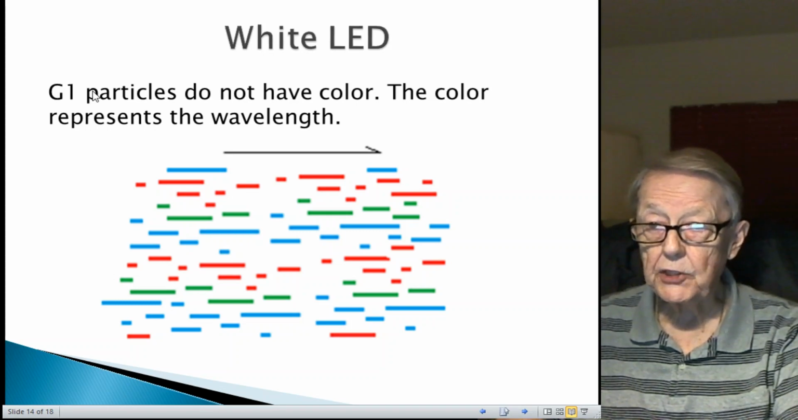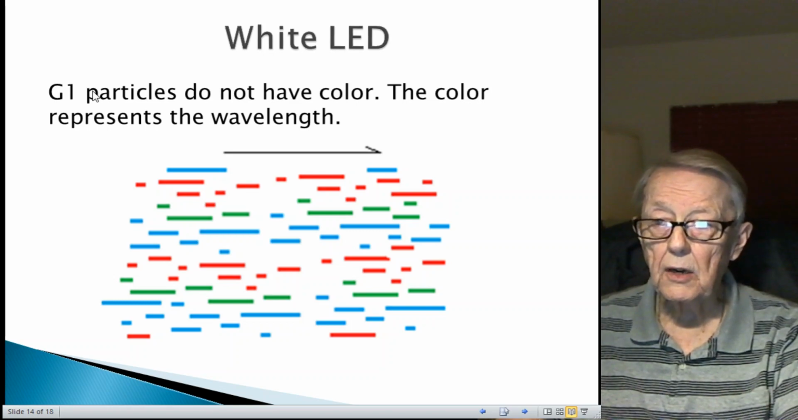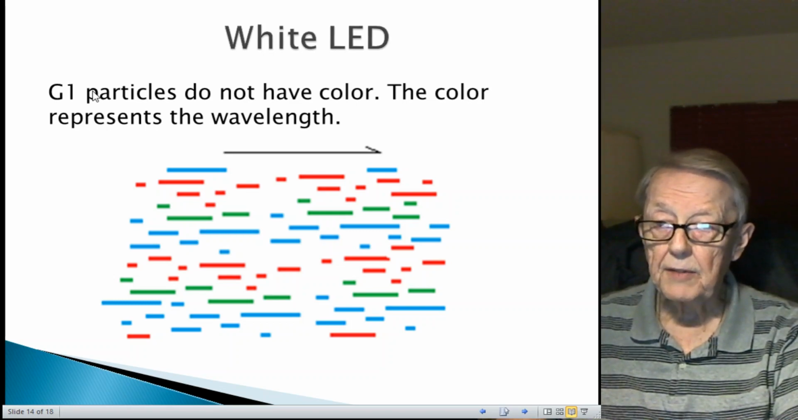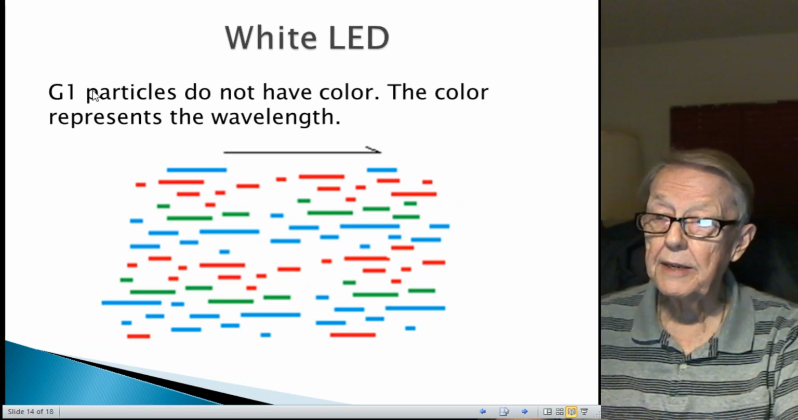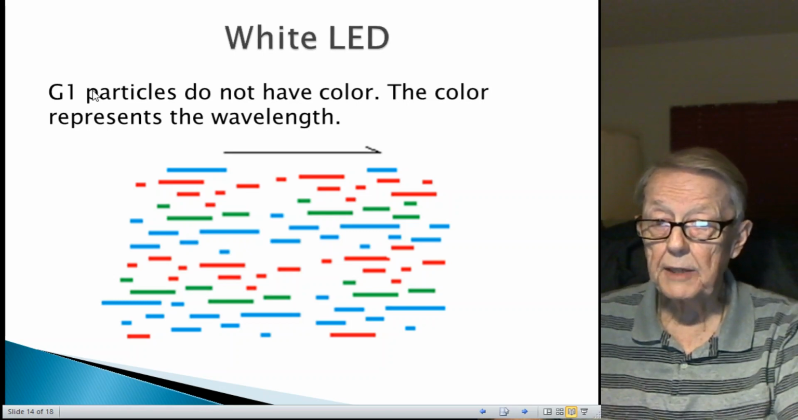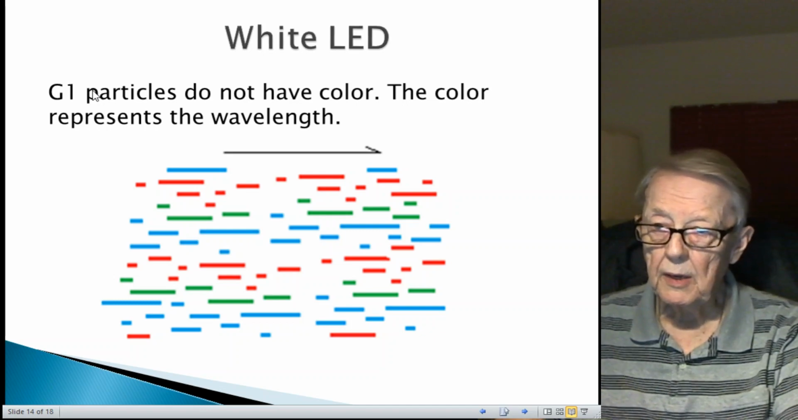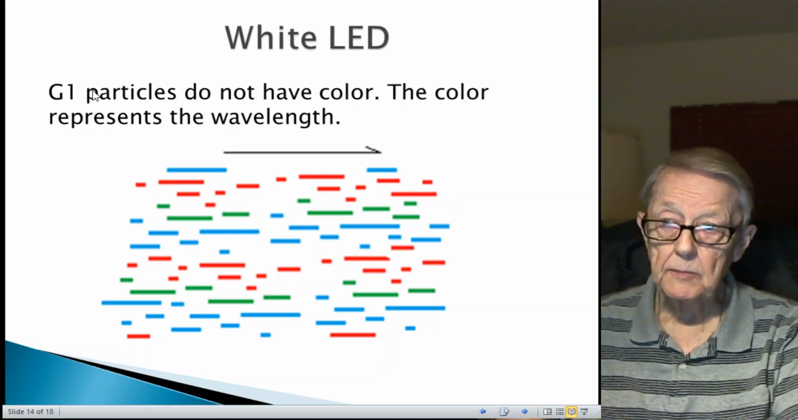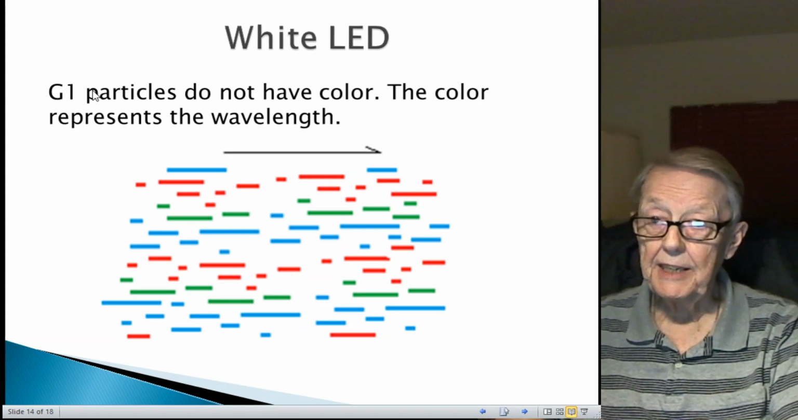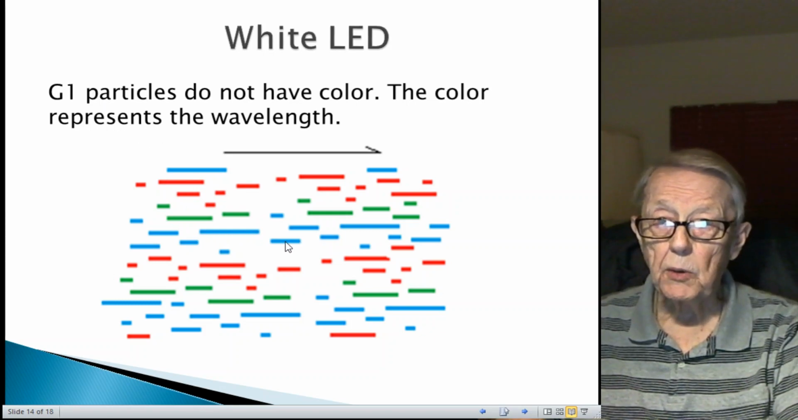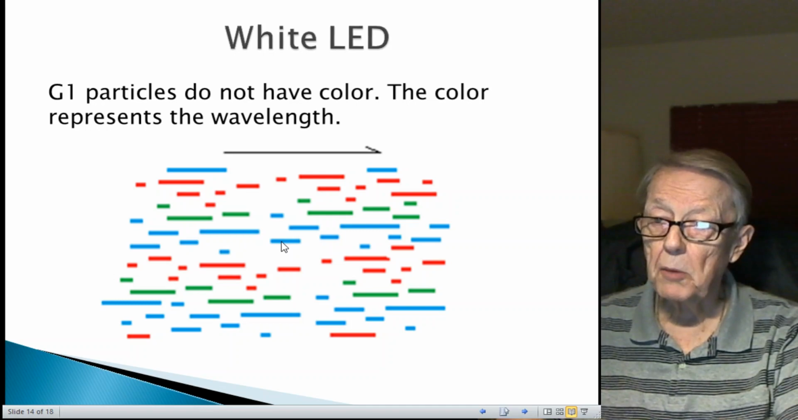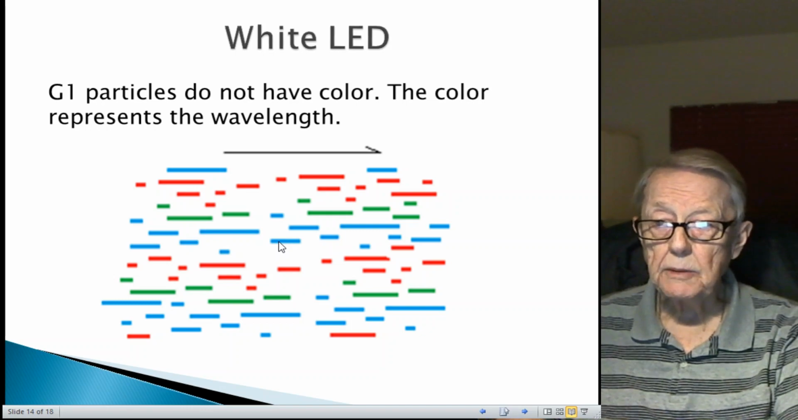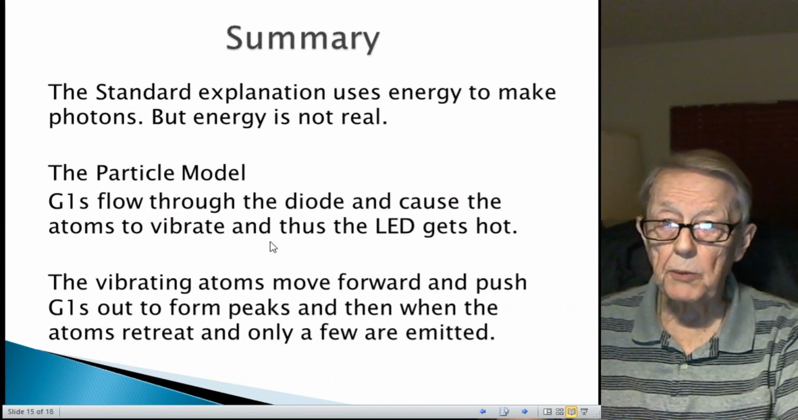In fact, nature itself is colorless. Color only exists when light, visible light, hits your eye and your brain tells you what the color is. Otherwise, I'm not even sure nature is white and dark, because nature doesn't see its own light. But this is the white light that could be generated from an LED, not by the recombination, not by energy, but by vibrating atoms pushing out G1 particles.